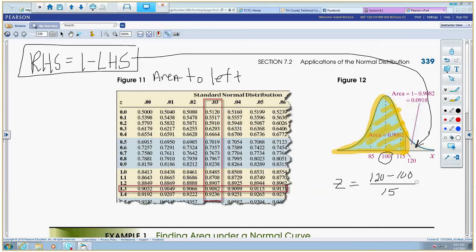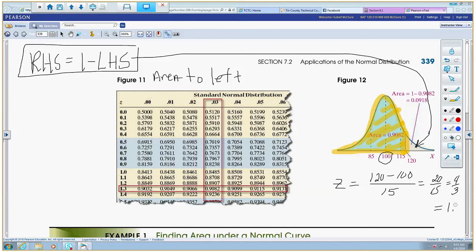And what is 120 minus 100? 20. And 20 over 15 is equal to what? 4 over 3, which is 1 point what? 1.3? 1.33? So we got to find a z-score of 1.33.